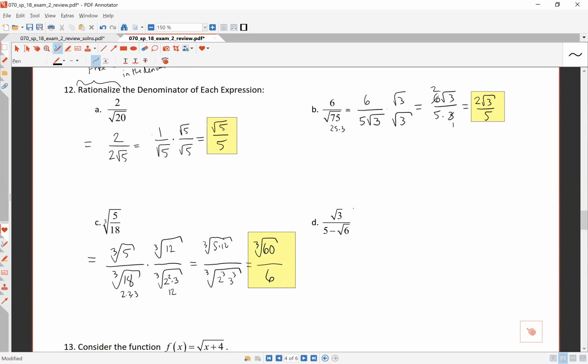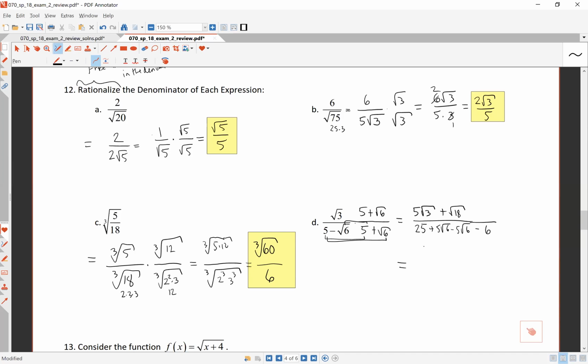When the denominator is a binomial, we use the conjugate of the denominator. That's what frees up its radical. We distribute the root 3 across and get 5 square root 3 plus square root of 3 times 6, which is 18, divided by 5 times 5 is 25, 5 root 6 minus 5 root 6 minus root 6 times root 6, which is 6.